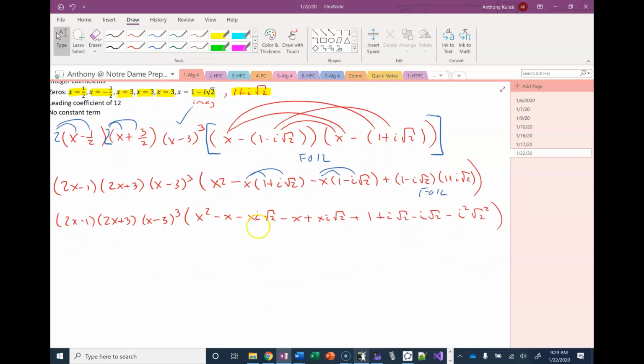So when I combine some like terms, notice I have a negative x i root 2 and a positive x i root 2. Those cancel out and give me 0. I also have a positive i root 2 and a negative i root 2. Those combine to cancel out and give me 0. Then what is i squared equal to again? It's equal to negative 1. And what's the square root of 2 squared again? Just 2.